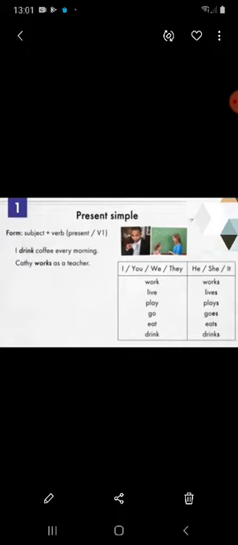Now the first sentence talks about a habit or a routine, something that I do regularly or we do regularly. So the second sentence is a fact. Kathy works as a teacher is a fact about her life. Now these are actually the two main uses of the present simple tense.